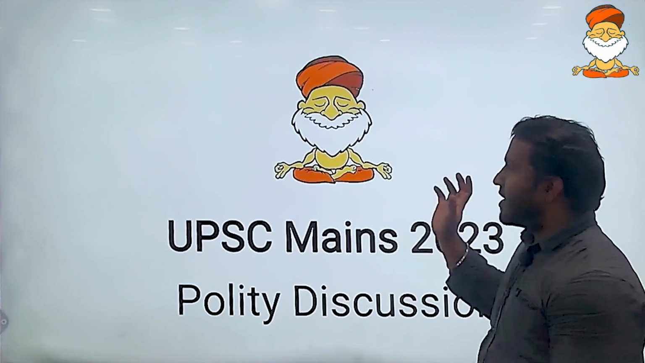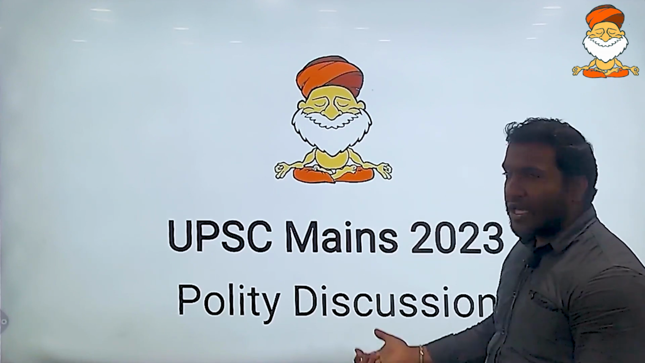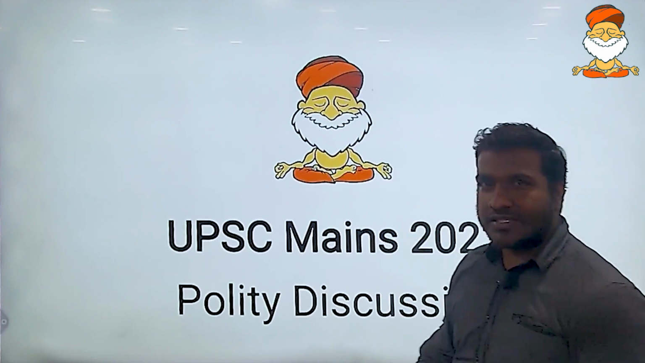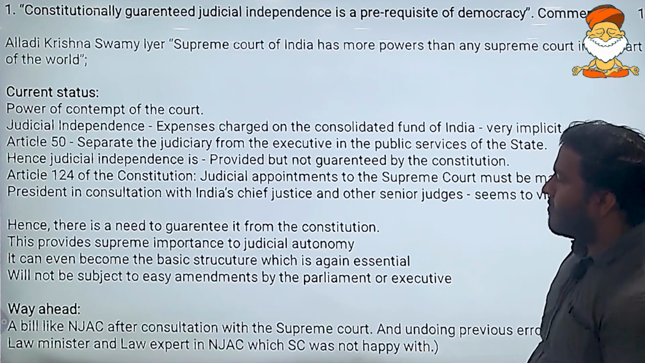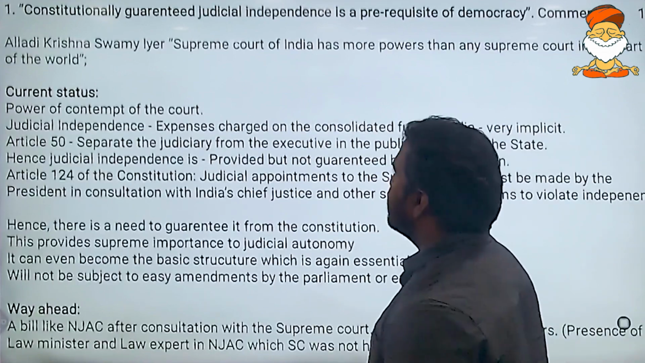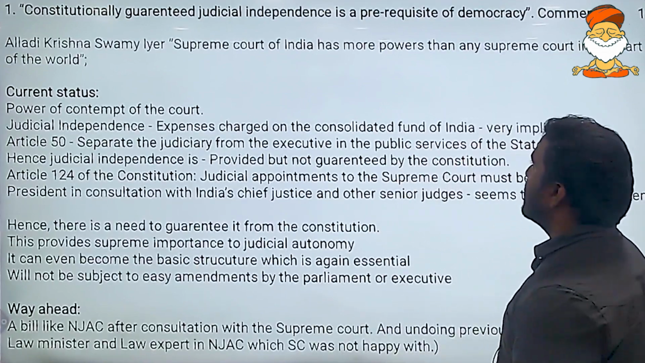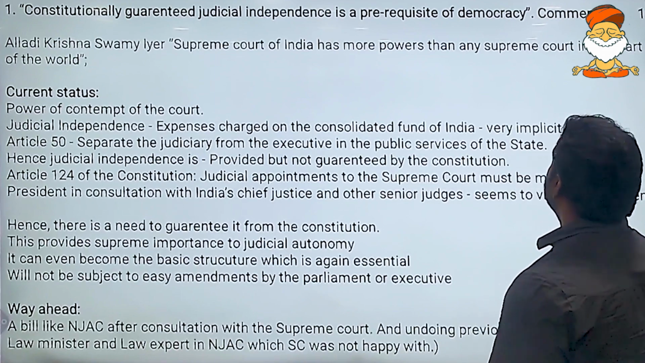So we will see how the demand of the question can be addressed, how the structure of your answers can be, and also how your value addition can be. So begin with the first one. Constitutionally guaranteed judicial independence is a prerequisite of democracy. Comment.